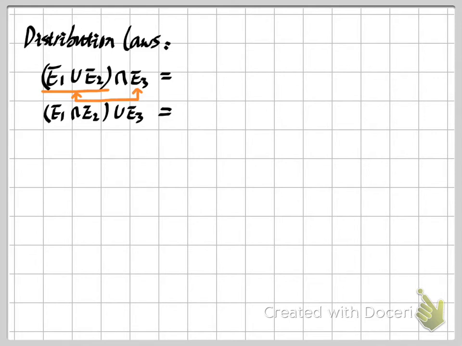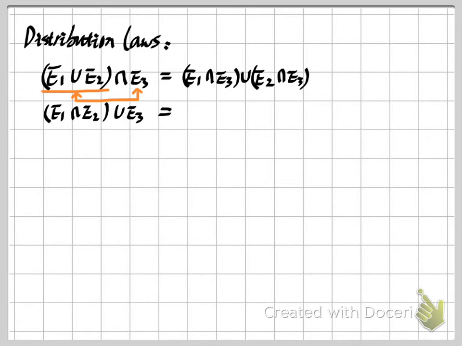This is actually very similar to computing with plus and minus. We also use the parentheses to help us change the order. And then what does this mean? This will equal E1 intersection E3 in parentheses, and then union the result of E2 intersection E3. So this is our distribution law.